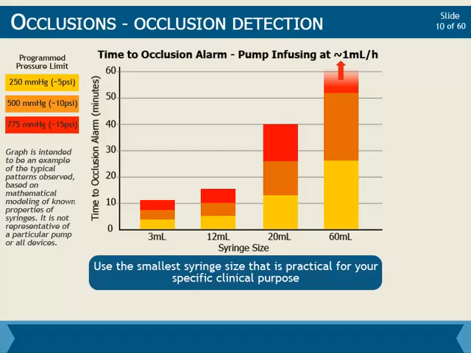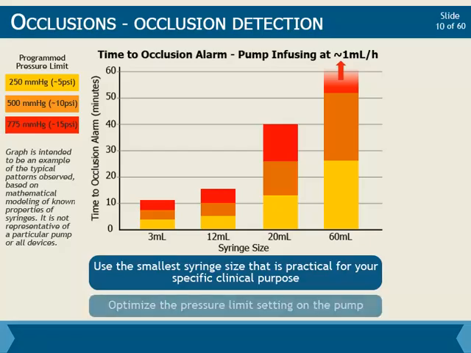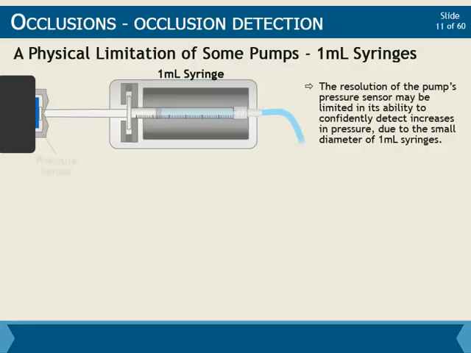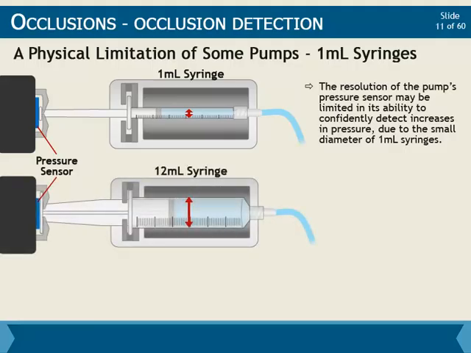Also, significant attention should be given to optimizing the pressure limit setting on the pump. However, as touched upon in the previous module, there is a limitation to using 1 milliliter syringes in some pumps. The resolution of the pump's pressure sensor may be limited in its ability to confidently detect increases in pressure due to the small diameter of 1 milliliter syringes. This is an inherent physical limitation for some syringe pumps.